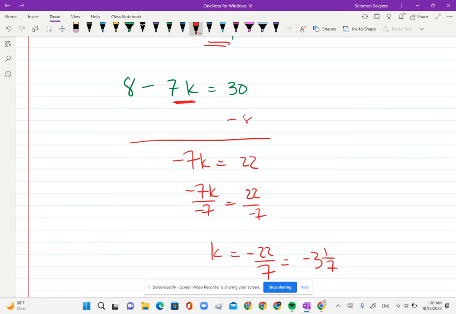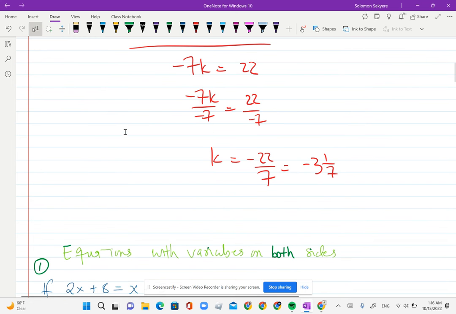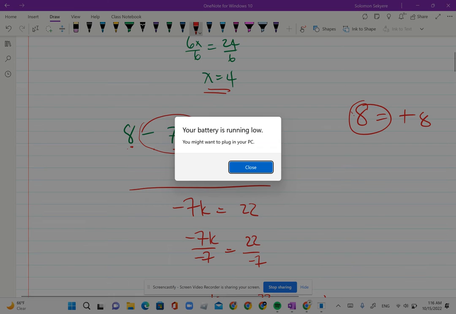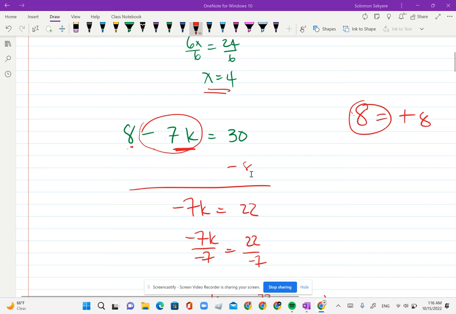And then next is we are going to remove the 8. What is the sign attached to the 8? It is plus. If I write 8, it is positive 8. If you see a number without any sign before it, it is positive. So how do we remove that? We subtract 8 from both sides. At this point, what do you get? You get negative 7k. This is still left here. You see, this negative is part of the 7k. So we keep that and just keep following the rules. So negative 7k equals 22.